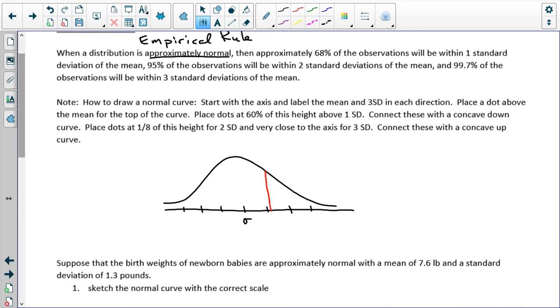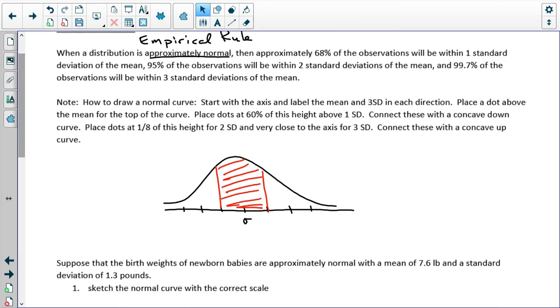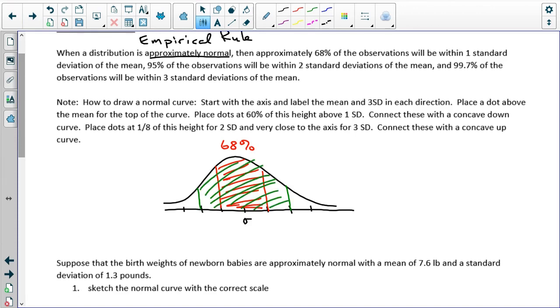What that means is that 68% of the observations are going to be inside the red shaded area. So within 1 standard deviation of the mean, I have 68% of the observations. If I extend this to be 2 standard deviations, 95% of the data will be within 2 standard deviations of the mean.